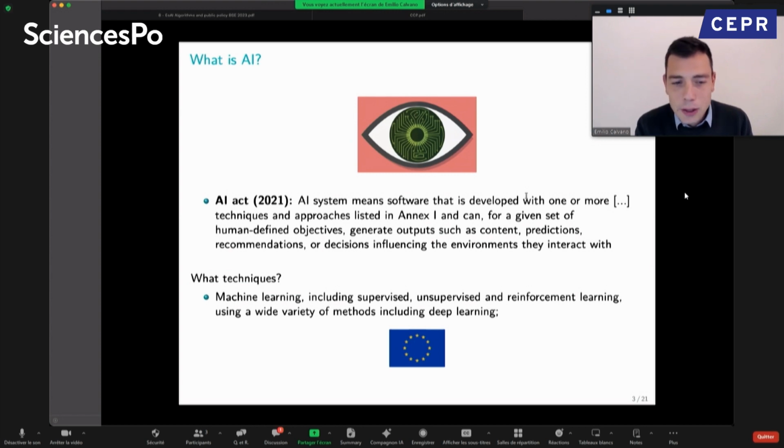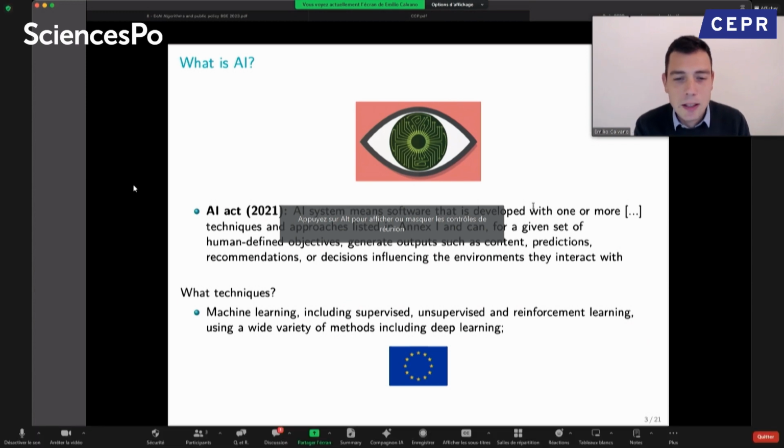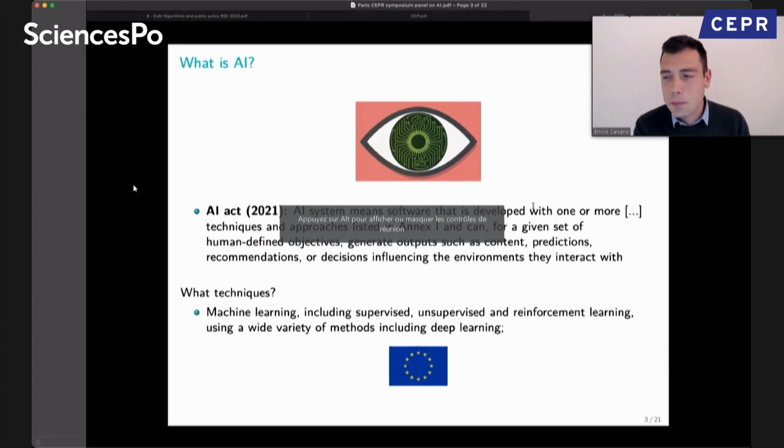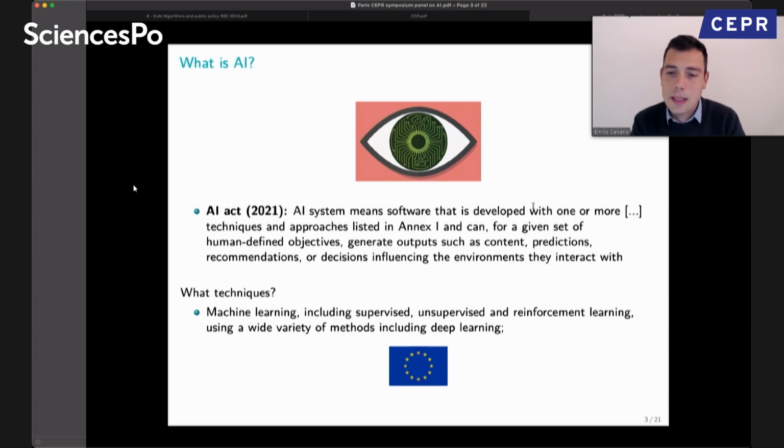Then if you go into the annex and ask, okay, what are these techniques? There was this kind of clear list. It's machine learning, which includes supervised, unsupervised and reinforcement learning, using a wide variety of methods, including deep learning. That was comforting to me as someone who wants to study the economics of AI, because at least I know what the object of the study is, right? And there seemed to be agreement also in the broader circle of scholars interested in studying AI. That's a first good definition.